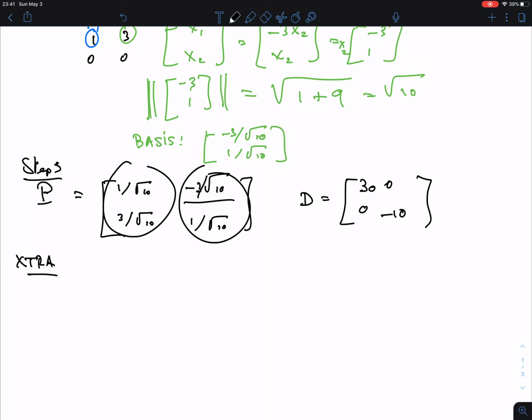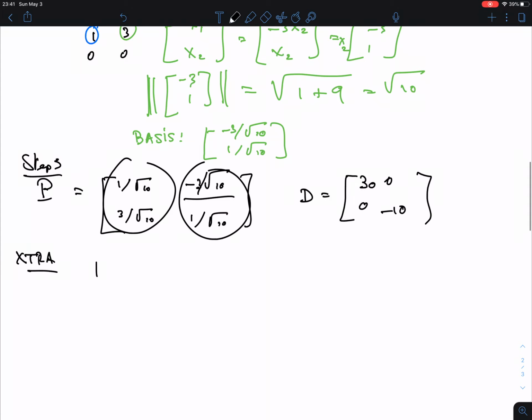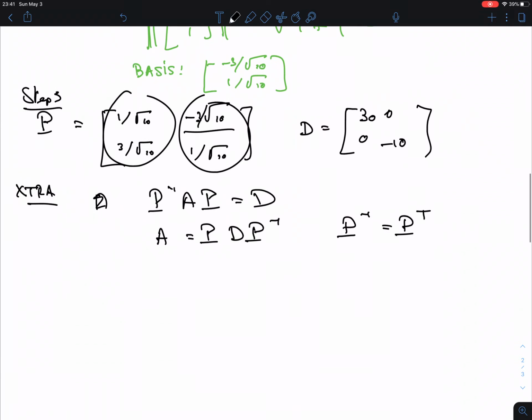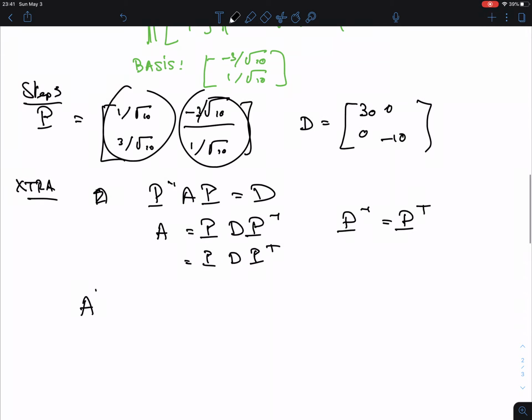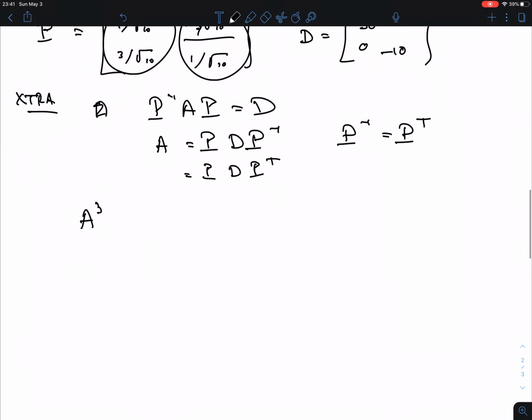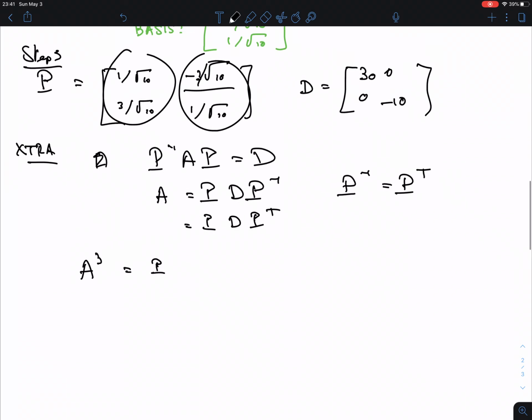And then for the extra credit, I also asked you to do this. Let me write down what we know. We know that P inverse A P is the diagonal matrix, so it means that A is P D P inverse. But we also know that P inverse is the same as P transpose. So we know that A is P D P transpose. And therefore A cubed, that was the question, right? I forgot. Yes, A cubed.